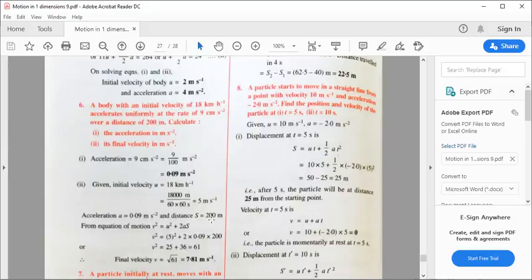Distance is 200 meter. Now if you notice, they are asking you acceleration and they have not given you time. So we need to use which formula if they have not given you time? V square is equal to U square plus 2AS. Just apply the formula and you will get 61. Now 61, there is no square root.